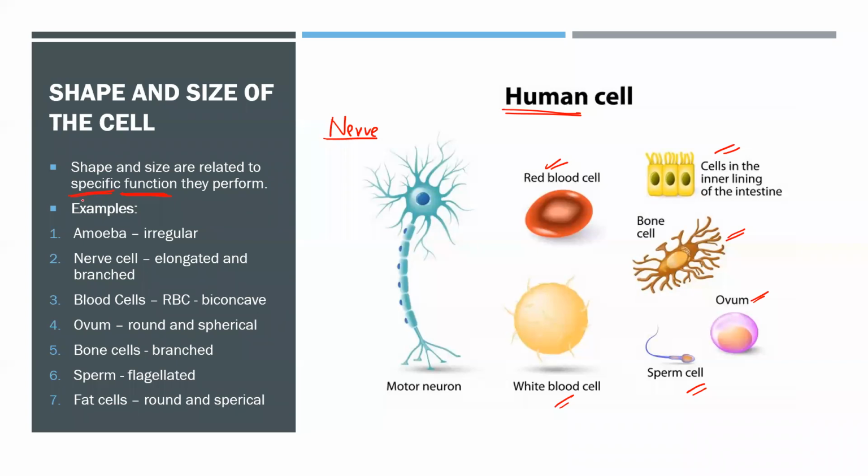For example, if we take the nerve cell, as you can see, the nerve cell over here is elongated. Elongated means it is having a very good length. This particular length is approximately 1 meter to 2 meter. It can be more than 2 meter as well, but the approximate size is 1 meter to 2 meter. Now this is the size of the cell.